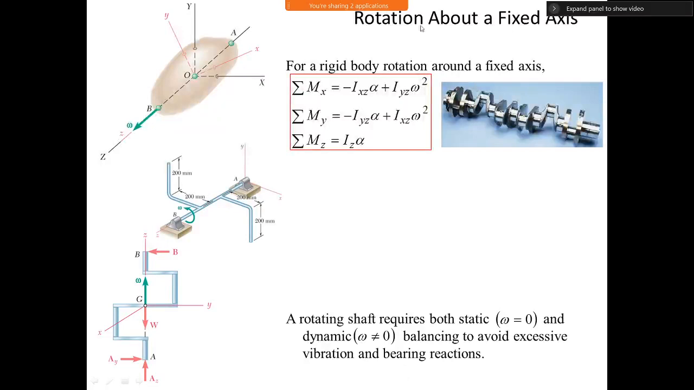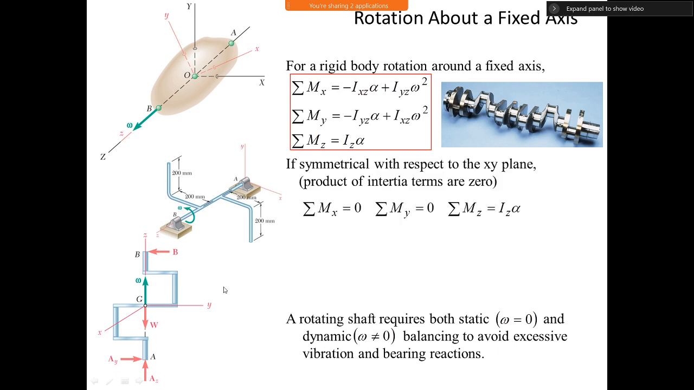Now these equations, rotation about a fixed axis, are useful in modeling problems such as something like this, right? So if you have a crankshaft which has a bit odd shape, it can have complicated shapes, but if it is rotating about a fixed axis, these are the equations of motion which can be used to model these kinds of systems, right? And yeah, if your shaft is symmetric and if your product of inertia terms are 0, then the equations of motion become simpler.